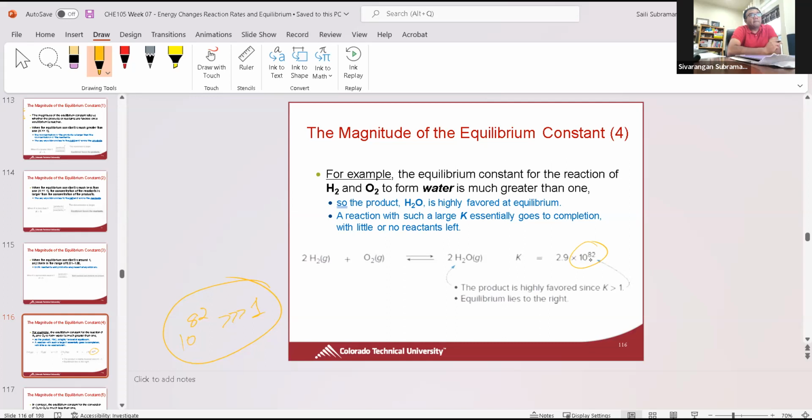Okay, and because 10 to the power 82 is this number, this is significantly greater than 1, right? So what this is saying is that anytime you bring hydrogen and oxygen together, you're almost guaranteed to form the water molecules. You're not going to have much of the reactants unreacted. The products are going to be dominating the reaction, which is exactly what you want.